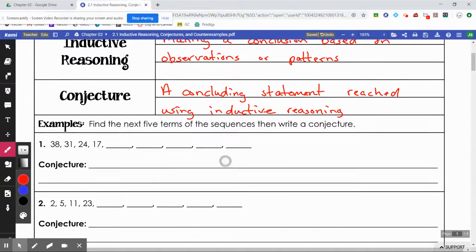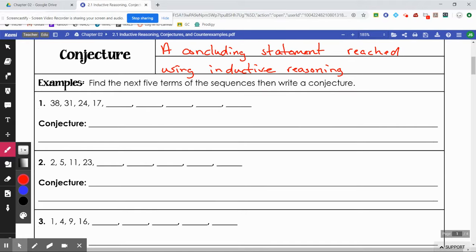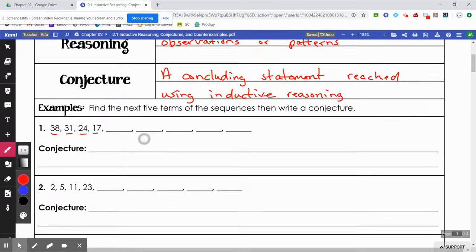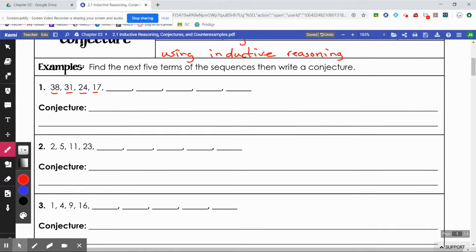Okay. These next few examples are actually going to ask us to use our inductive reasoning. Now let's do it. Find the next 5 terms in the sequences and then write the conjecture. Okay, the next 5 terms of this sequence, let's see, 38, 31, 24, 17. We're going down 7 each time. So again, inductive reasoning based on patterns. We're looking for the pattern here.